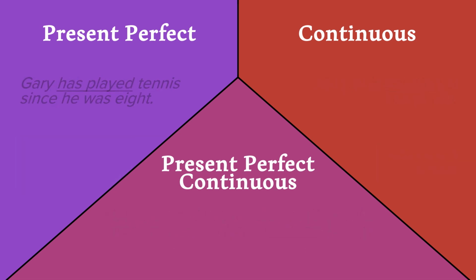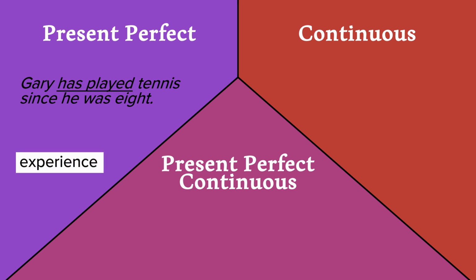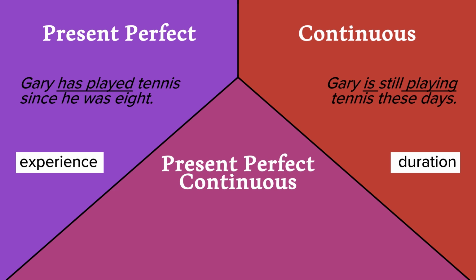Here's another example. Gary has played tennis since he was 8. The present perfect showcases Gary's experience as a tennis player. If you ask someone what Gary's up to these days, they might say, Gary is still playing tennis, affirming not only that it's ongoing, but also that he's been doing it for a long time.